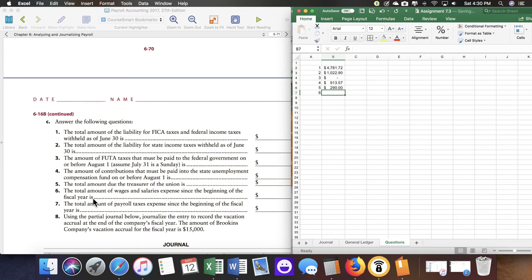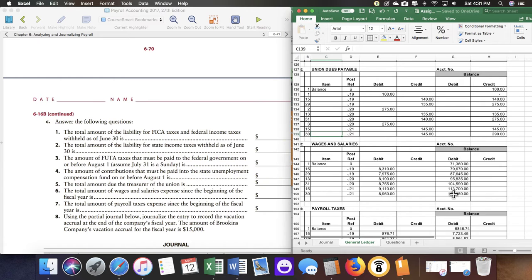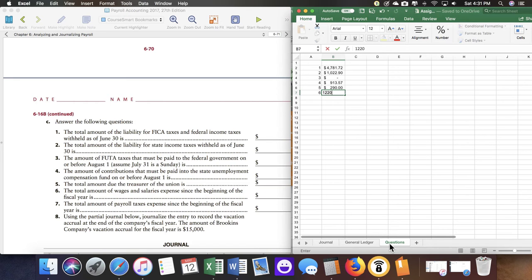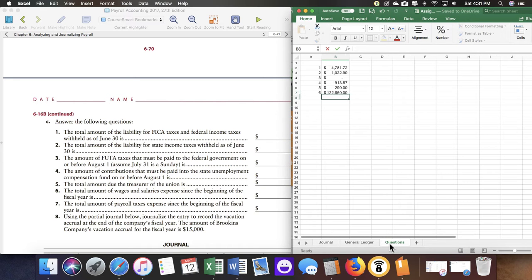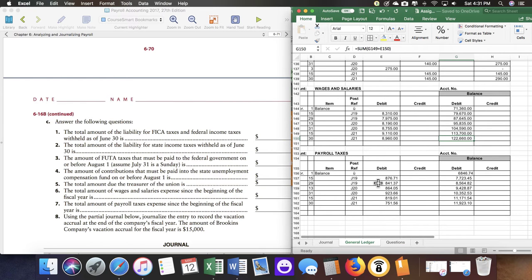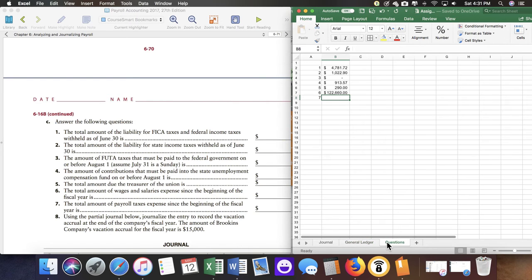Question 6. The total amount of wages and salaries expense since the beginning of the fiscal year. So we're going to go to the ledger and look for wages and salaries. And that is $122,660. Question 7. The total amount of payroll taxes expense since the beginning of the fiscal year. So we're going to go to, let's see, that is going to be payroll taxes, $11,923.10.